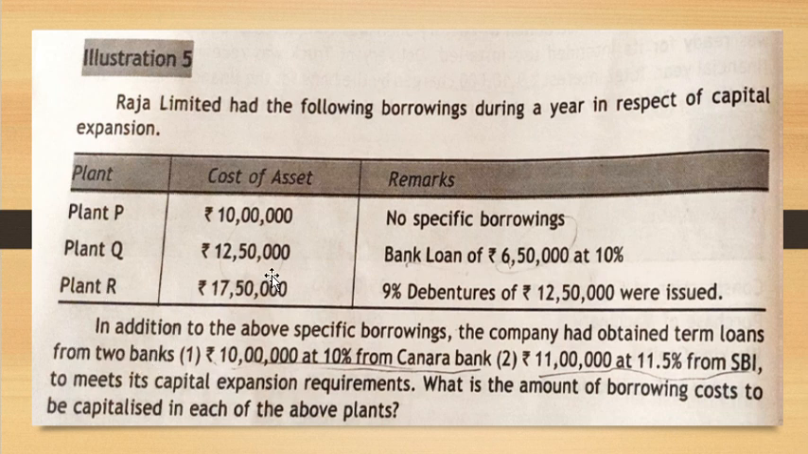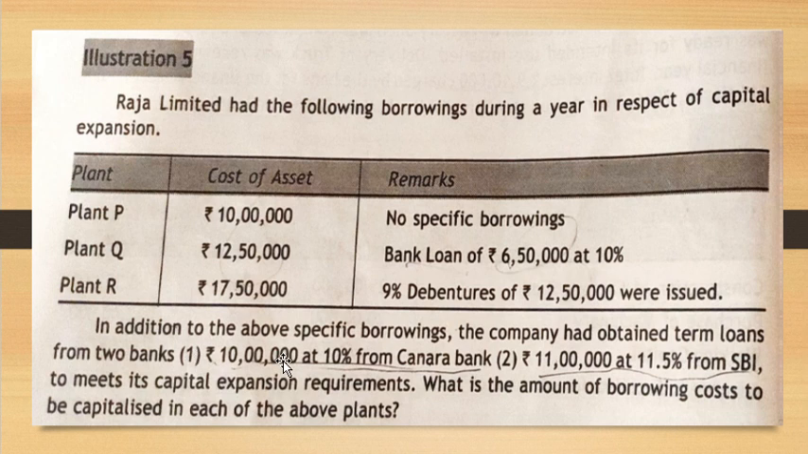But for Plant R, which is 17 lakh 50,000, your only source of funds obtained from the debenture is 12 lakh 50,000. So there is still a remaining amount to purchase Plant R. In order to acquire the remaining amount, what the company, Raja Limited, has decided is that the company had obtained term loans from two banks.